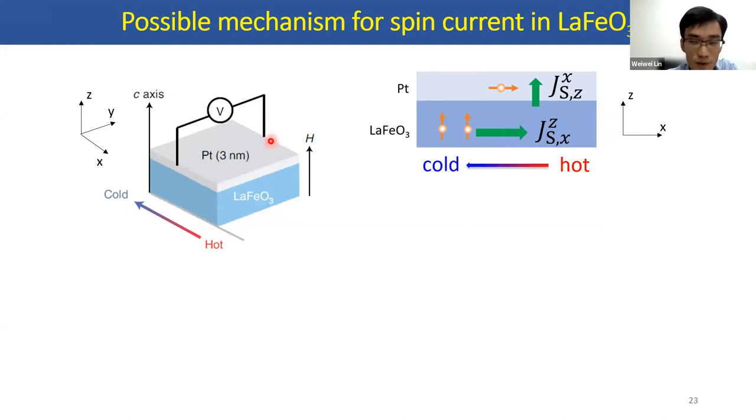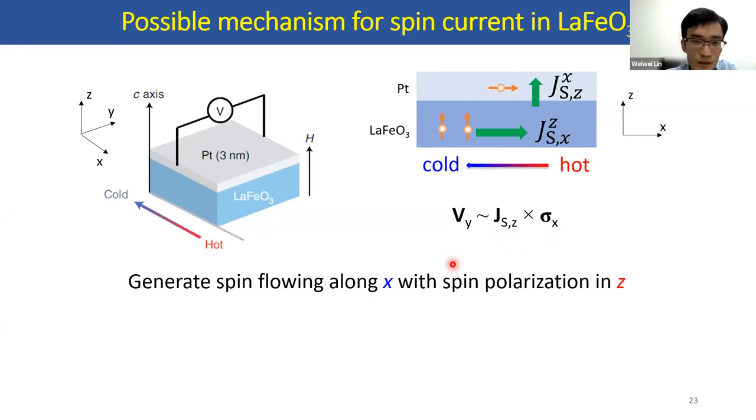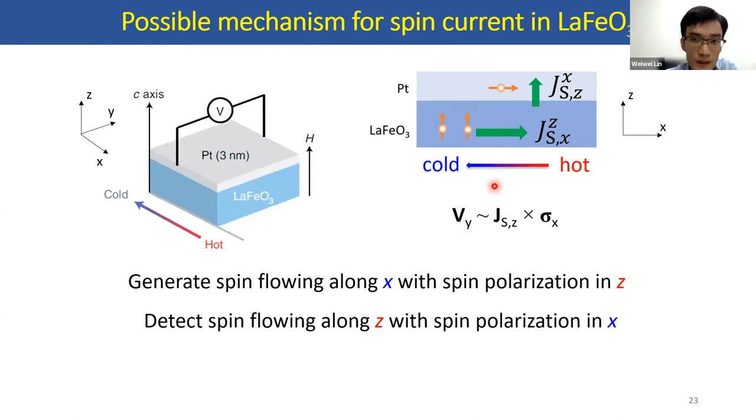This means we detect the inverse spin Hall voltage due to the out-of-plane spin current with the spin index in plane. Okay, the spin current flows along the z-axis with the spin polarization along the x-axis. This is how we detect the voltage in plane along the y-axis, because the transverse voltage along the y-axis is proportional to the spin current Js along the z-axis cross the spin index along the x-axis. This means with the in-plane temperature gradient, we generate a spin current flowing along the x-axis with the spin polarization along the z-axis. This is out-of-plane polarization. And we detect the spin current flowing along the z-axis with the spin polarization along the x-axis.